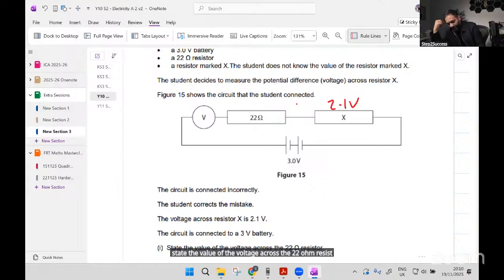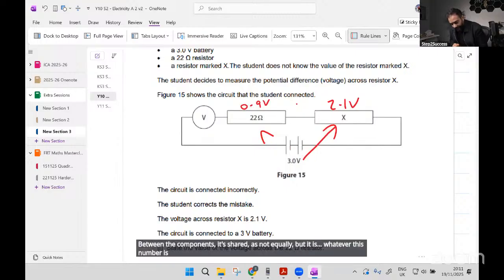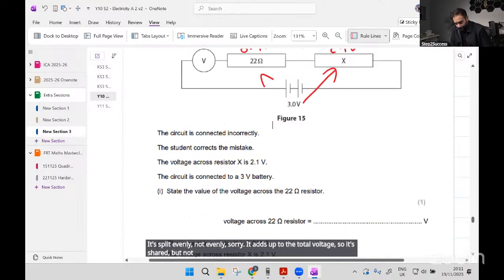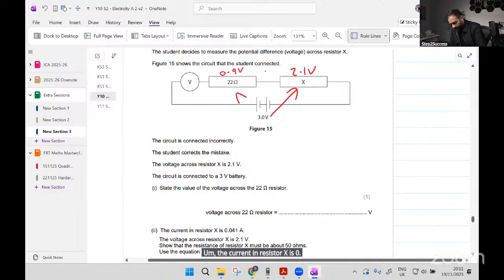Well, it's got to be 0.9 because in a series circuit, the voltage gets shared between the components. It adds up to the total voltage. So it's shared, but not necessarily evenly. The current in resistor X is 0.041. So we've got 0.041 amps.